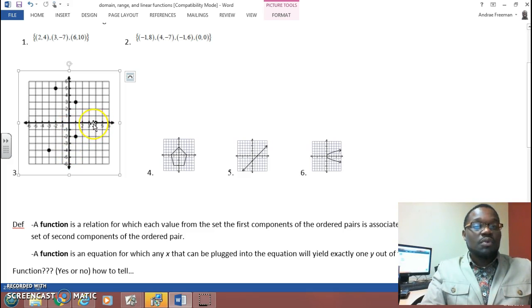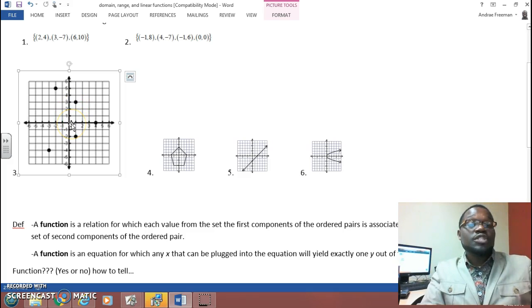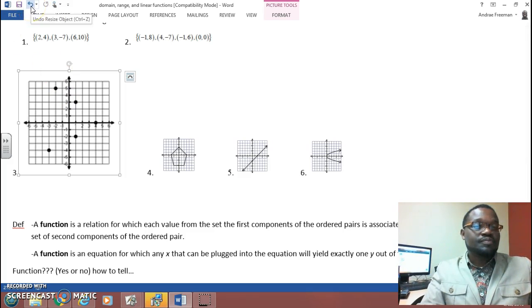The 0 is the y coordinate. The 3 is the y coordinate. And so it depends on what you're given, which way you actually go as far as how you list your domain and your range.